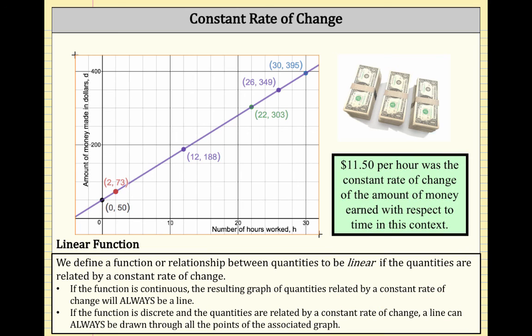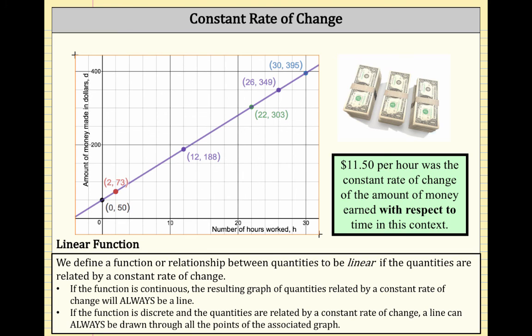In summary, $11.50 per hour was the constant rate of change of the amount of money earned with respect to time in this context. We did find that the $11.50 per hour was the constant rate of change, but you might be wondering what the words "with respect to" mean. "With respect to" in math is a very special relationship between two quantities.